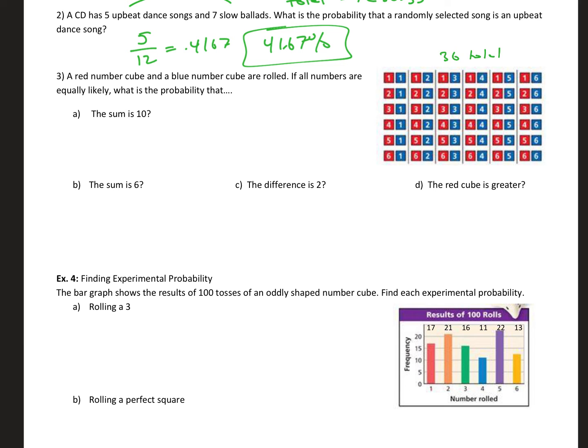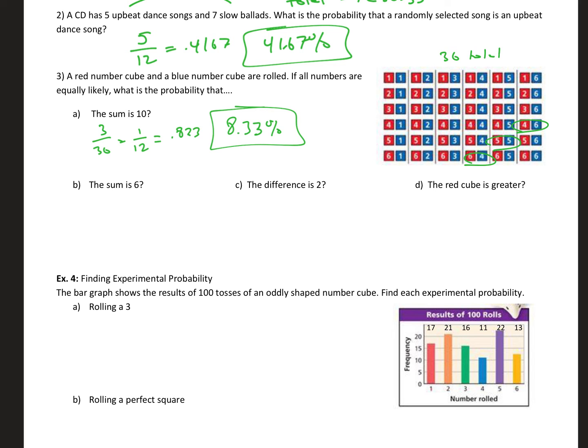How many add up to 10? I'm looking at that. I got 1, 2, 3, and that's it. So 3 out of 36, which is 1 out of 13. Sorry, it's 1 out of 12. And that's going to give me 0.833, so 8.33%.